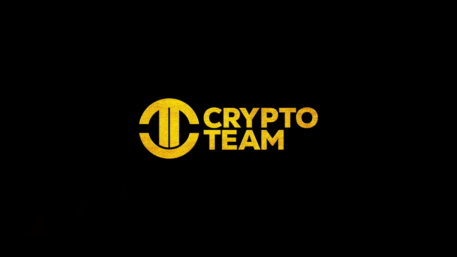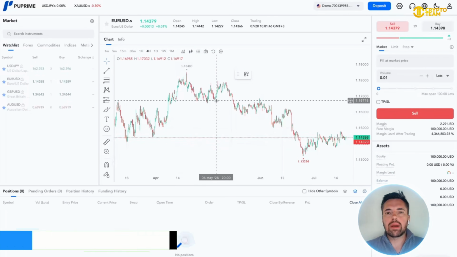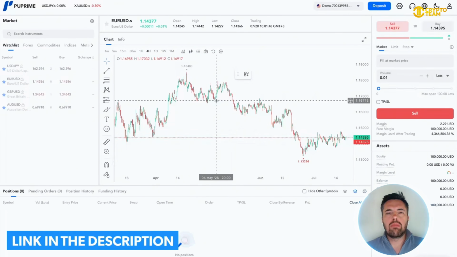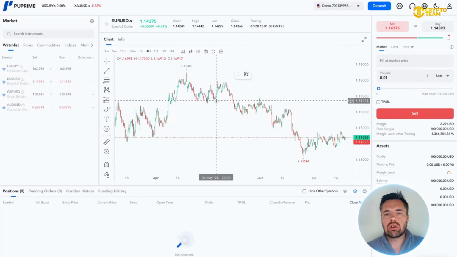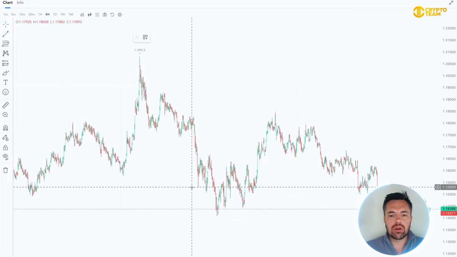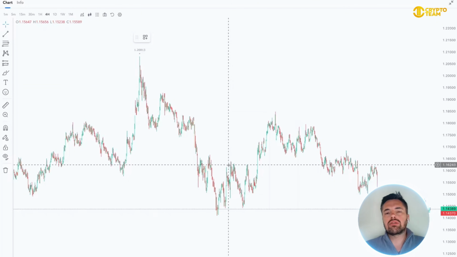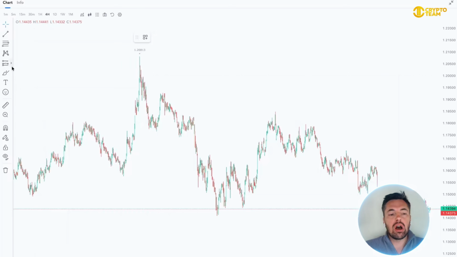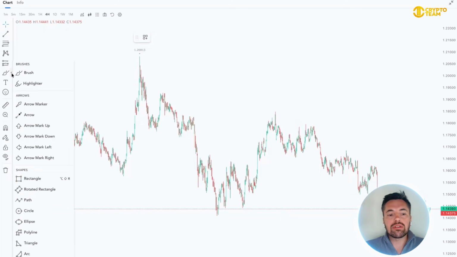Let's go. I'm on PU Prime's Web Trader and I want to show you market structure, the most fundamental concept in technical analysis that every other idea in trading sits on top of. Market structure is simply the pattern of highs and lows that price creates as it moves. In a bullish structure, price is making higher highs and higher lows. Every push upward goes higher than the last one and every pullback holds above the previous low. That pattern tells you buyers are in control and the path of least resistance is upwards.